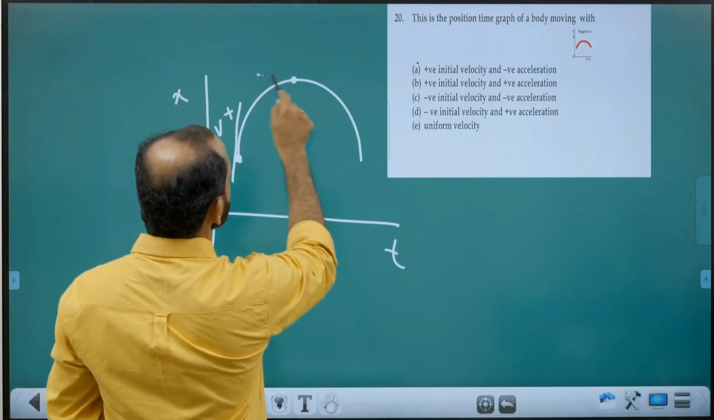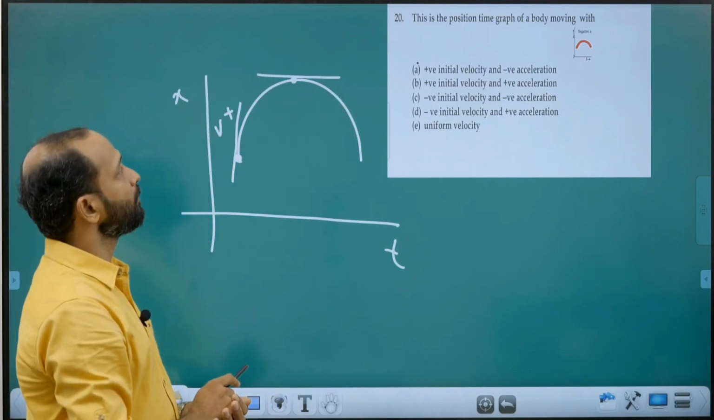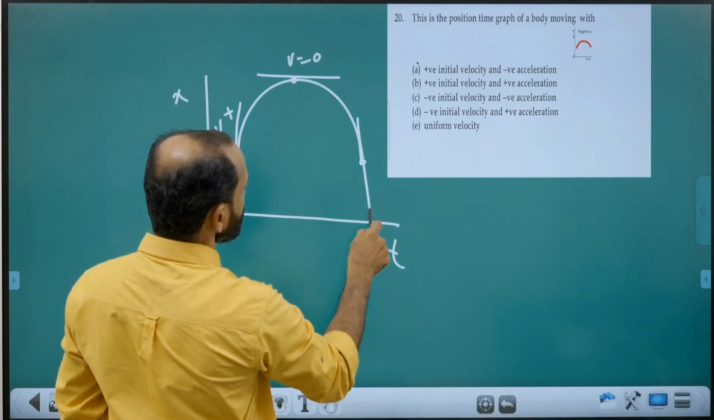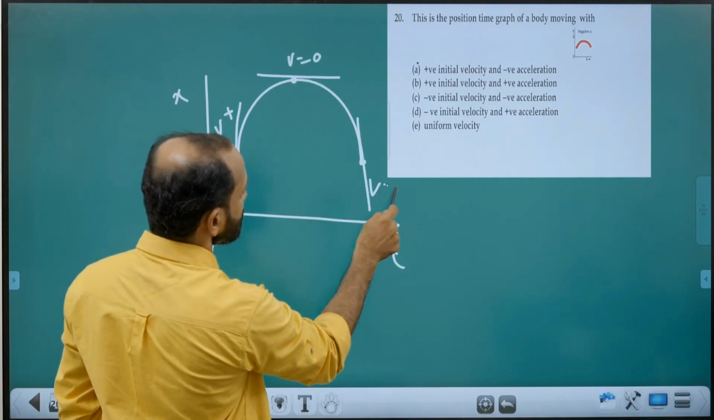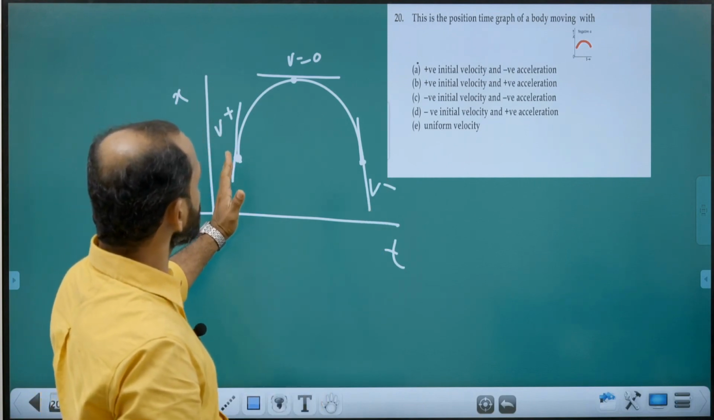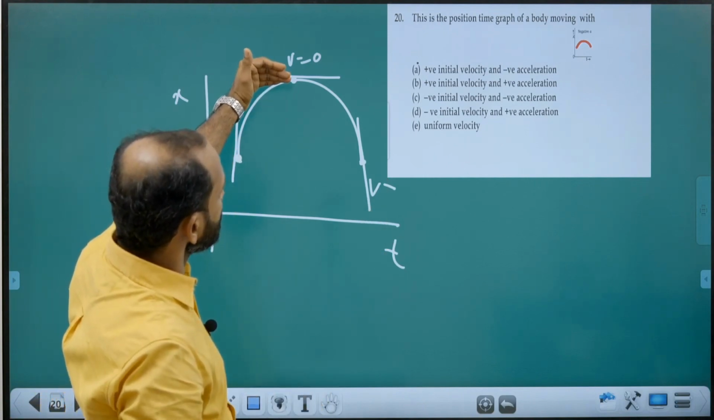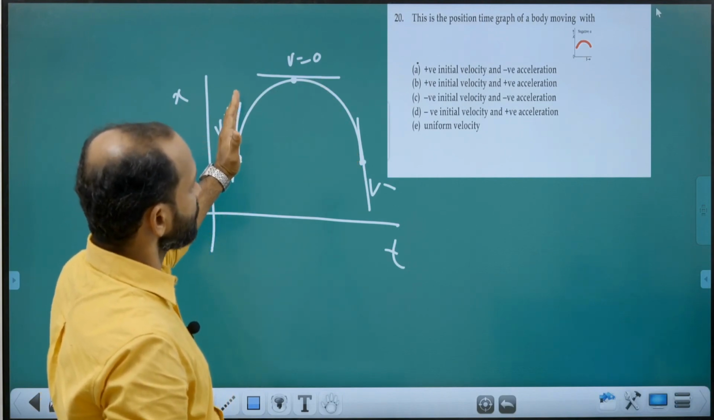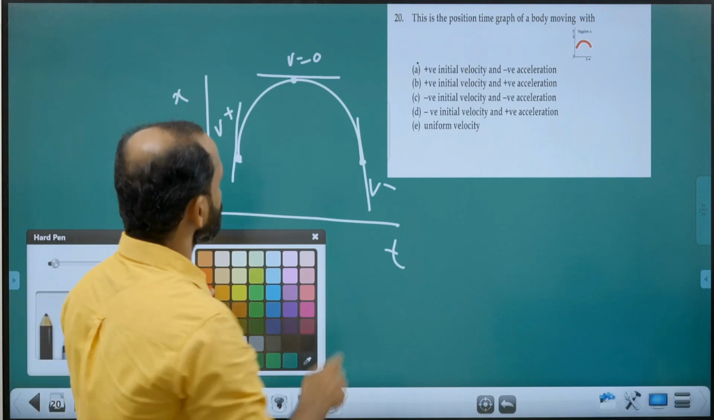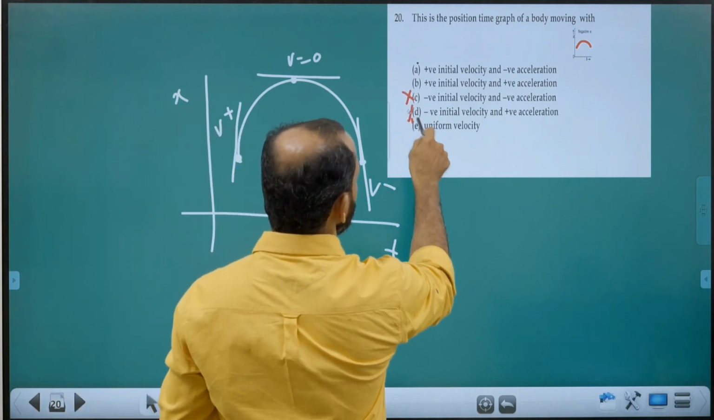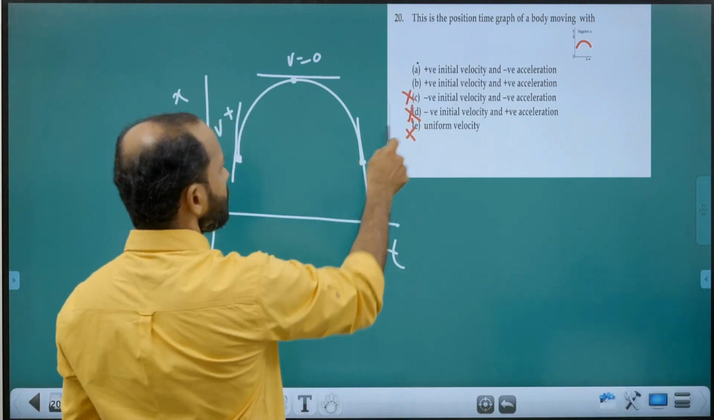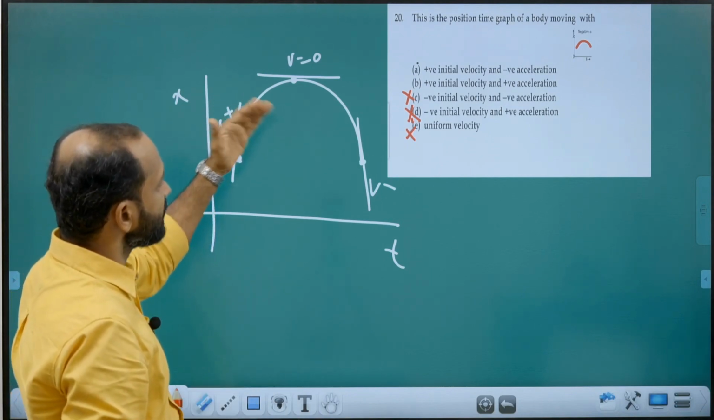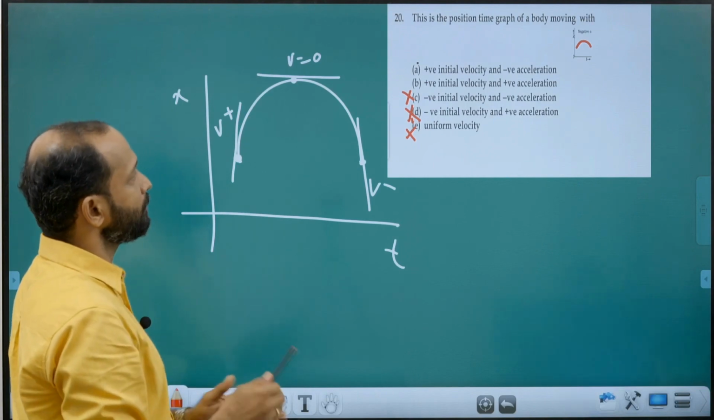And you go for another tangent at the midpoint. There the slope is 0, so the velocity is 0. At the final end, you draw the tangent, slope is negative, hence velocity is negative. So velocity is positive in the first half, then negative in the second half. Initial velocity is positive. That's why you cannot go for answers C and D. E also cannot be true because velocity is variable. Slope varies, so velocity is variable. So A or B is the right choice.